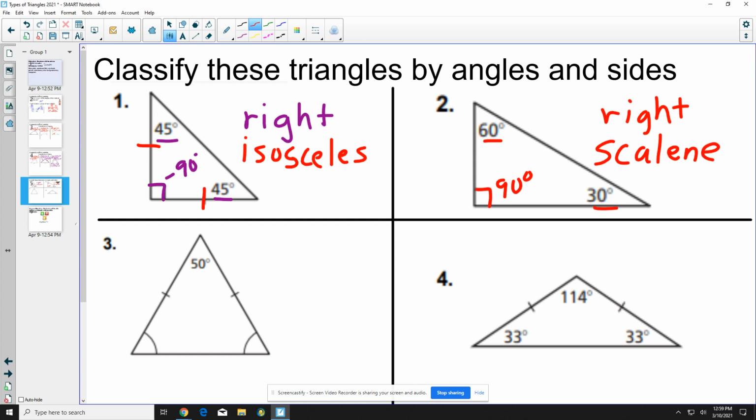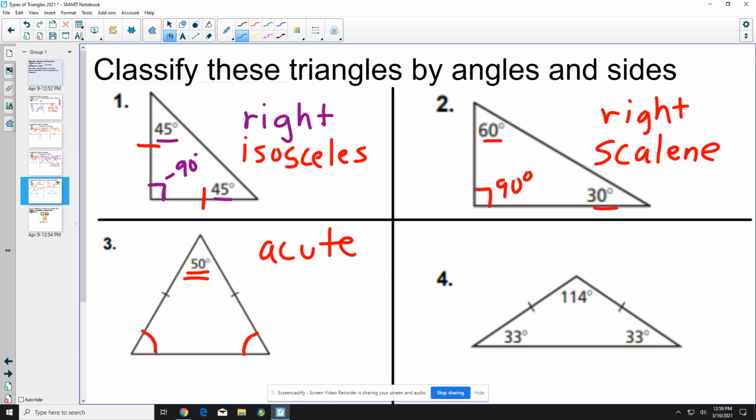All right, let's look at number 3. Notice this is 50 degrees. These 2 angles are the same, but look at them. They have to be less than 90 because this is 90 degrees and it's smaller than 90. So even though I don't know the measures of those bottom ones, I know they're less than 90. So all 3 angles are less than 90. So if all 3 angles are less than 90, it is acute. This is an acute triangle because all 3 angles are less than 90.